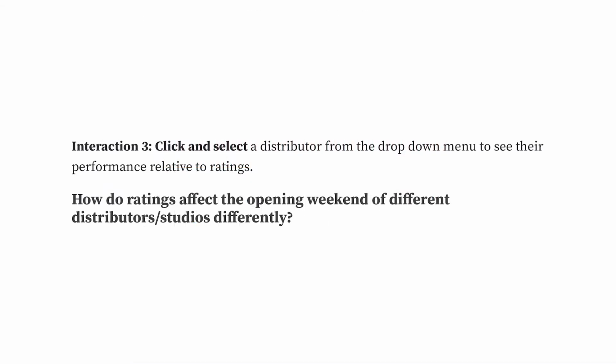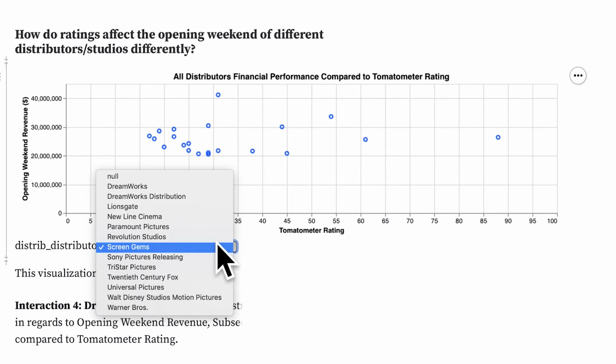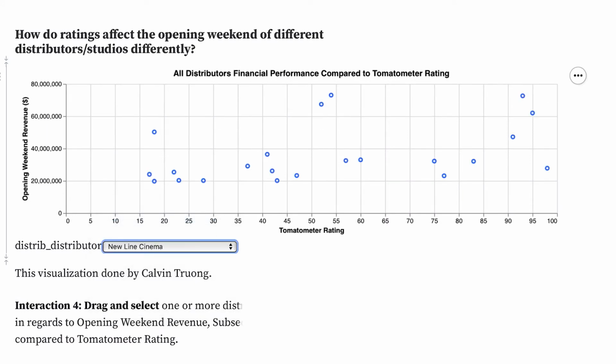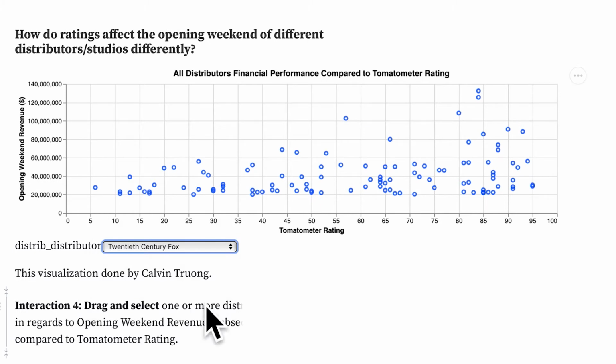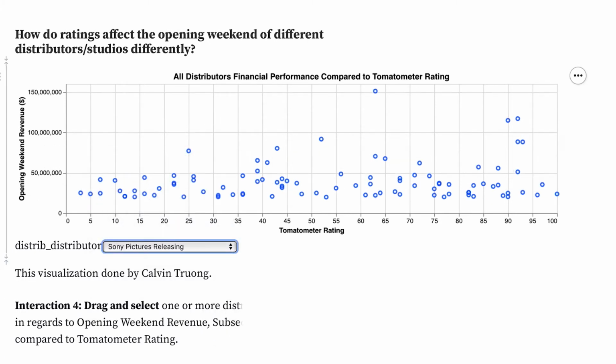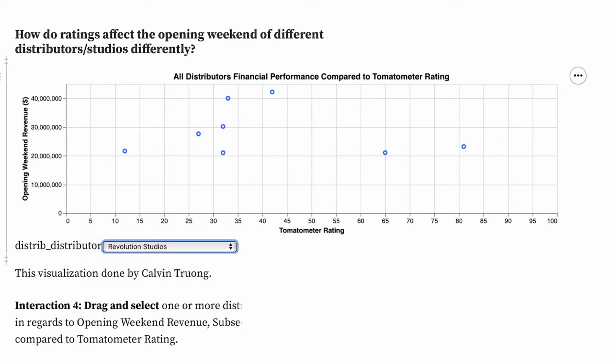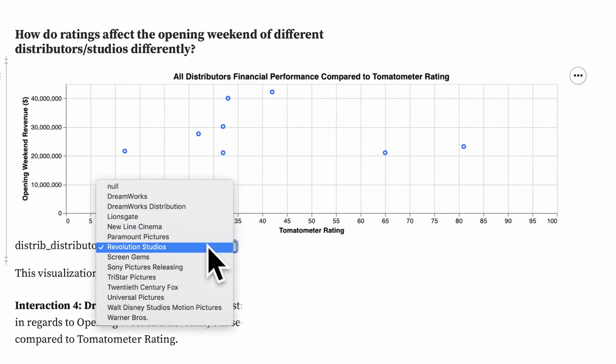Our second and third visualizations tackle the question of how do ratings affect the opening weekend of different distributors/studios differently. The interaction is simple. Select a distributor from the drop-down list to view all of their movies. The general performance is then plotted against revenue and ratings. Interestingly, some studios perform better financially with lower-rated films.